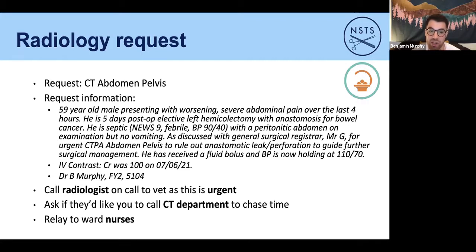Because you're giving IV contrast, it will flag and ask for a creatinine and the date that this was, and different trusts will have cutoffs as to when that creatinine needs to be. Your name, your grade, and your bleep number.